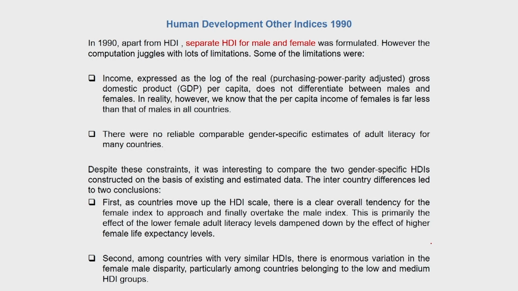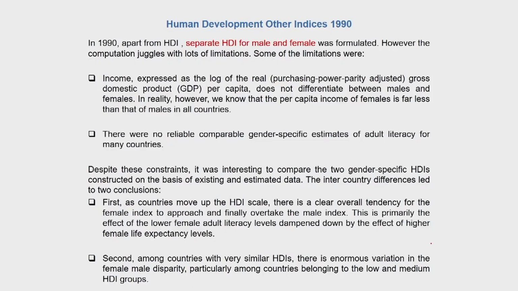We know now that by 1990, apart from the HDI, separate Human Development Indices were also calculated for male and females, or men and women. So the HDR of 1990, even though it did not come up with the index which is now known as the Gender Development Index, calculated HDI separately for men and women, but there was one serious limitation in that calculation, and that was the limitation of the income indicator.